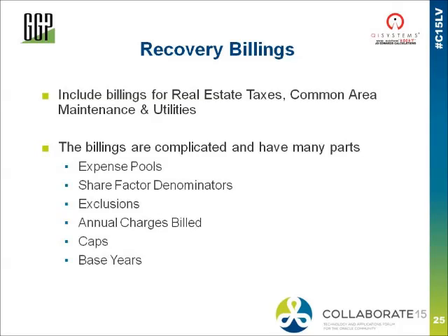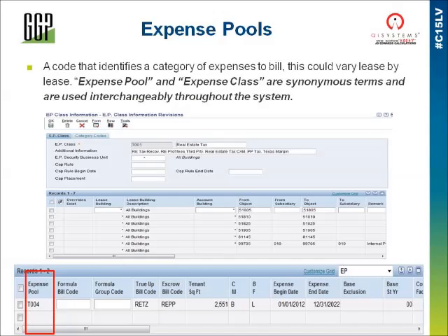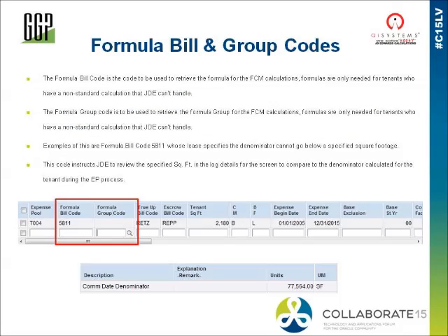So recovery billings, if you don't know, are just billings of common area maintenance, real estate taxes, and utilities. They're complicated because they have a lot of parts with expenses, share factor denominators, exclusions, and so on. This is just a standard JDE screen that talks about expense pools and expense classes. So this is where all of the expenses come in. And then here's where the magic starts to happen.